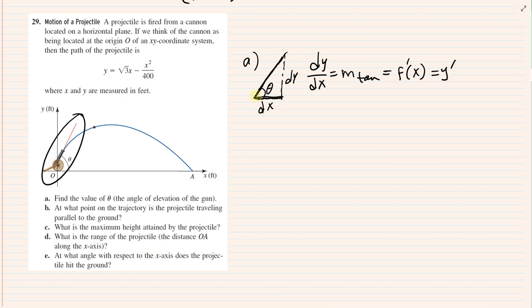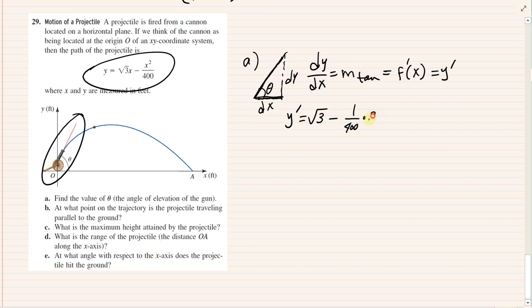So I just need to find the slope of a tangent, and that will help me find the angle theta. So how do I find the slope of a tangent? It means I need to find the derivative. This is the function y. The derivative is going to be the derivative of root 3 x, which is just root 3, negative 1 over 400, constant multiple, and derivative of x squared is 2x. Okay, so that's going to be root 3 minus 1 over 200 x. That's the slope of the tangent, right, at any point.